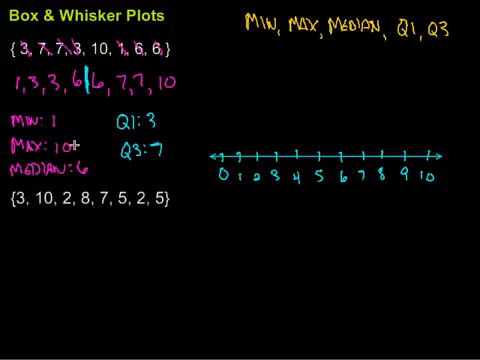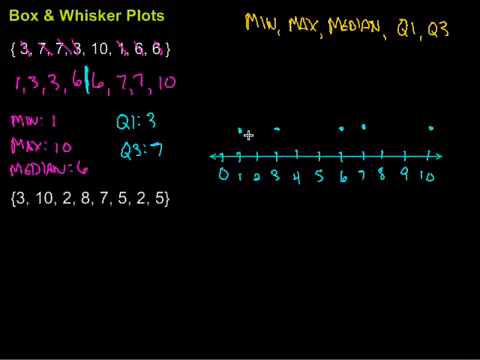Now we've got our number line, and we need to plot each of those values on that number line. I'm going to start with the minimum. That's right here at 1. Then the maximum's over here at 10. Then the median is at 6, right there, like so. The first quartile is at 3. And finally the third quartile is at 7.